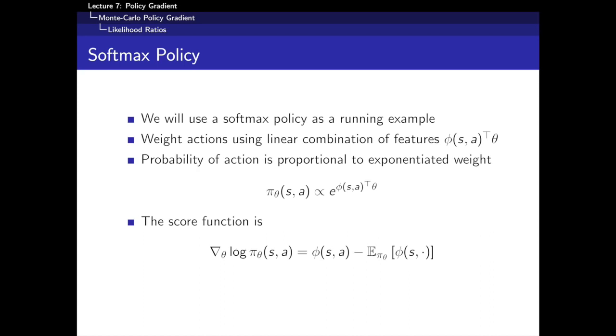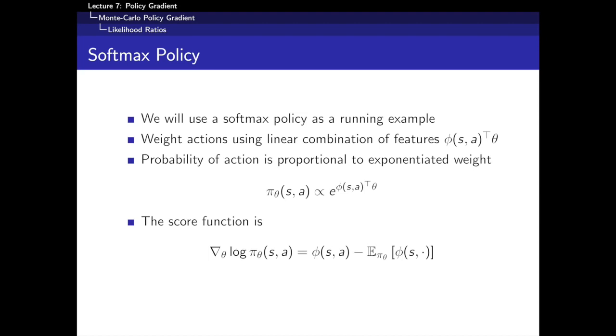And now what we're going to try and do is find the gradient of this thing. We want to know, well, how do we adjust this thing so as to get more of the good things? So we need to know the score function, and the score function is very intuitive for this softmax. The score function, the gradient of this log policy, is just the feature for the action that we actually took minus the average feature for all the actions we might have taken. So it's basically saying, how much more of this feature do I have than usual? And that's the score function.